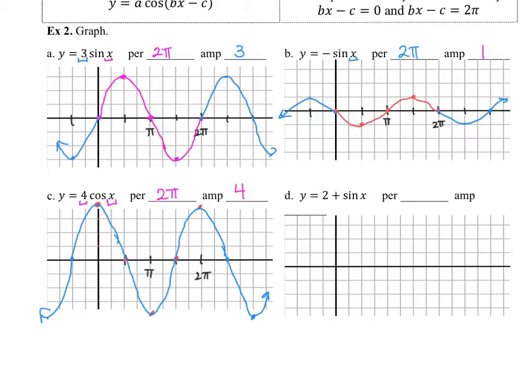D is y equals 2 plus sine x. Okay, so let's see. The period is still 2 pi. The amplitude's actually 1 because the coefficient is technically 1, but it has that weird +2 in the front. The +2 is moving the graph up 2. Okay, some people like to draw a midline at up 2. I'll draw it in so you can see what it looks like.